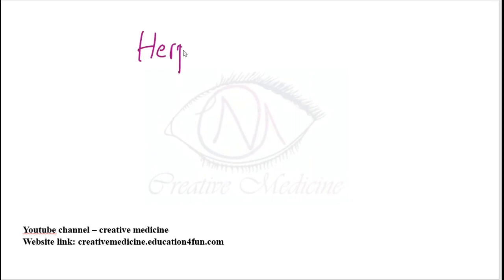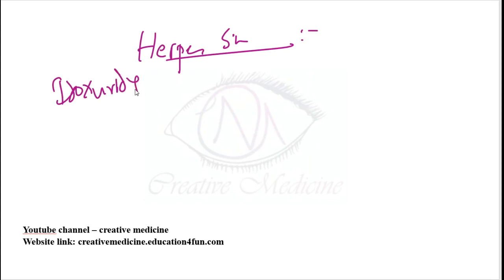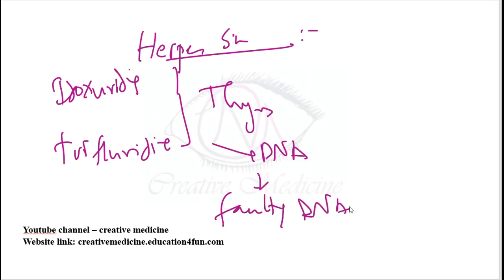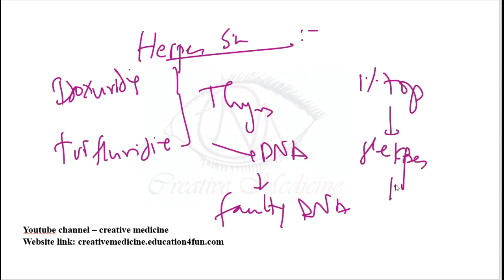Then the next group of important drugs are the anti-herpes drugs. These include idoxuridine and trifluridine. Idoxuridine and trifluridine are thymidylate analogs, and they are incorporated into DNA, resulting in formation of faulty DNA. They are used 1% topically for herpes keratitis.